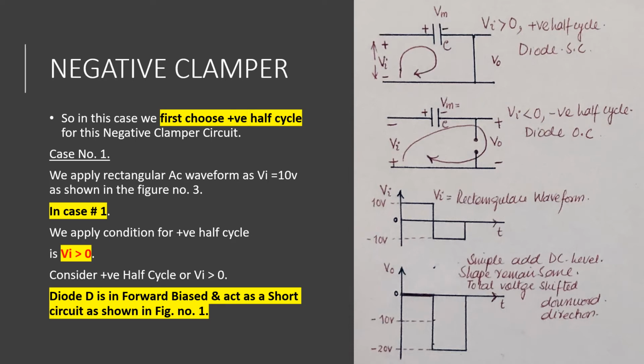In case number 1, we apply conditions for positive half cycle, and these conditions are: if Vi is greater than 0, means V input is greater than 0. Consider in positive half cycle, Vi is greater than 0, then the diode D is forward biased and acts as a short circuit as shown in figure number 1.